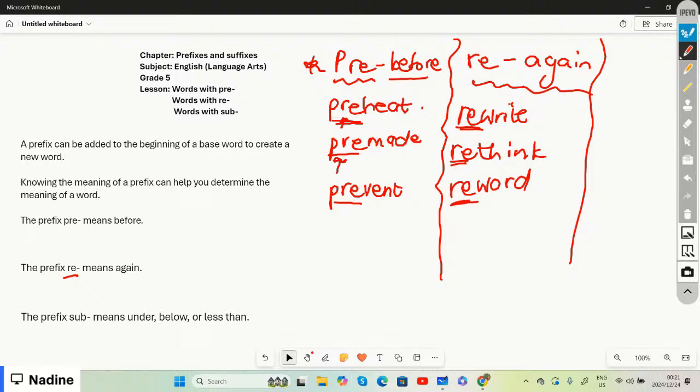So we basically have the prefix pre. And pre means before, and then we have a few examples, which is preheat. It's like when you heat something before I start cooking, or before I start baking, or before you have to do something in the oven. So now you need to preheat the oven to a certain degree. Pre-made, it's also where you have to make something. It's like we make something before. And prevent is basically just before something bad happens.